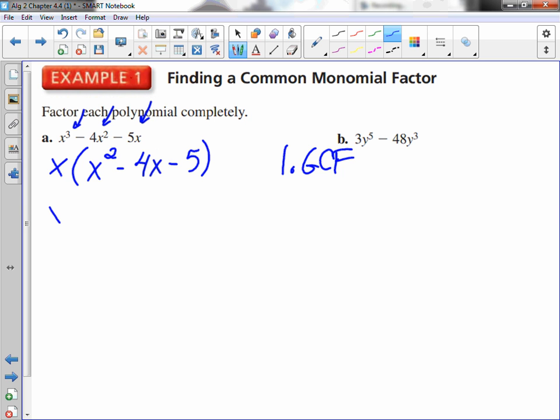So there's no greatest common factor left, so I have 2 sets of parentheses with 3 spaces. Then we look at the signs of the constant term, or the third term. So we're looking at the sign of negative 5. Well, the sign is negative, and if the sign is negative, the signs are opposites.